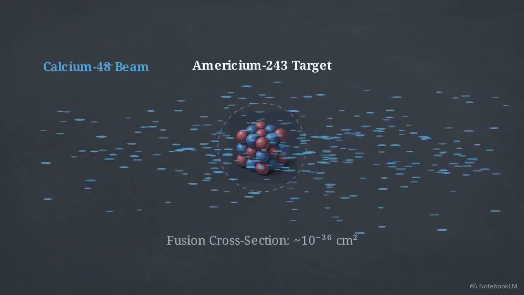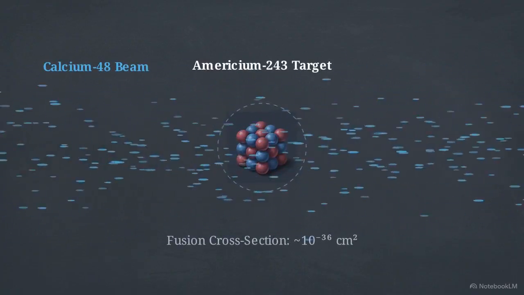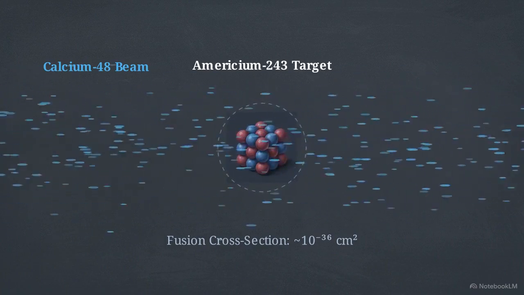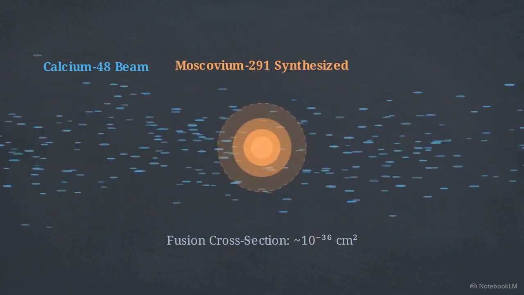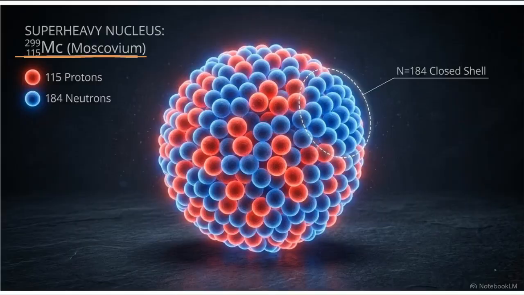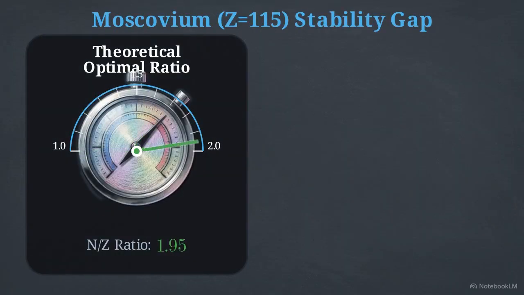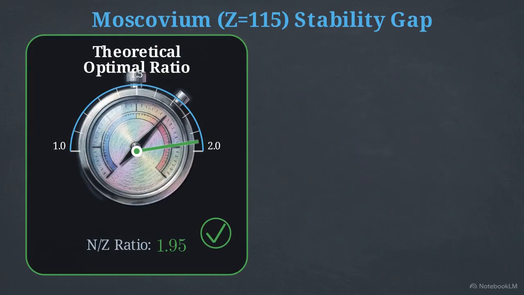The fusion cross-sections are so astronomically low that a successful reaction yields only a few observable atoms per experimental run. This 3D visualization shows the theoretical architecture of the Moscovium-299 nucleus. To achieve cohesion, the structure relies on a specific configuration of 115 protons and an idealized closed neutron shell containing 184 neutrons. However, in actual laboratory synthesis, creating that ideal neutron count is currently impossible.